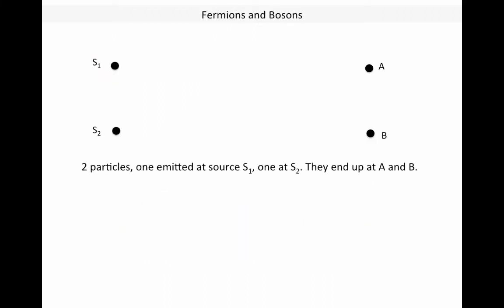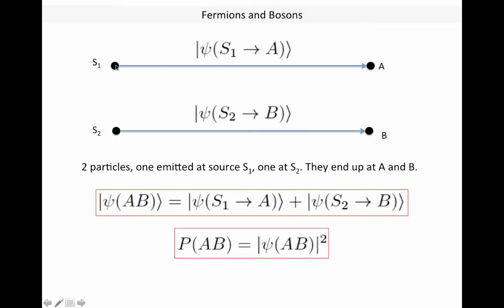Okay, now we're going to introduce the concept of fermions and bosons. Now let's suppose we have two sources of particles, S1 and S2, and they both emit a particle, and we're going to detect the particles at A and B. One of the particles ends up at A, one of them ends up at B. Well, there are two possibilities. You could have a particle emitted by source 1 that ends up at A and travels there via this route, and you could have a particle emitted by source 2 ending up at B, both of which are associated with a particular wave function.